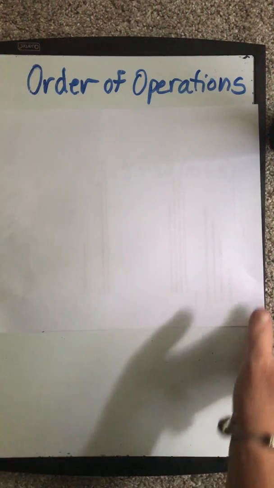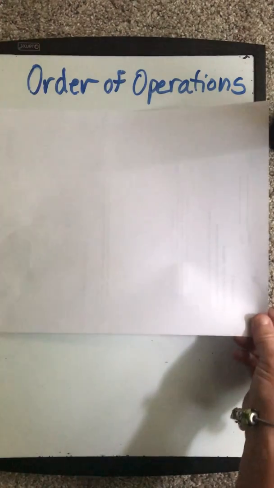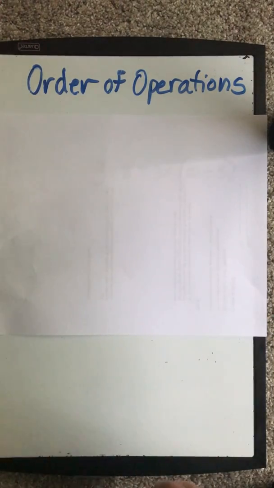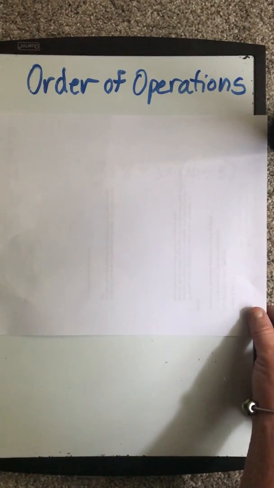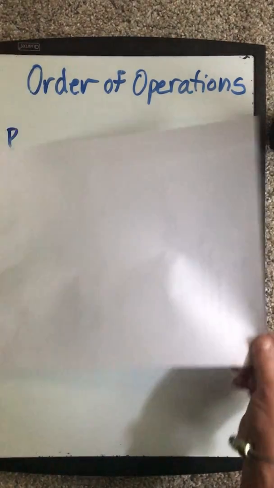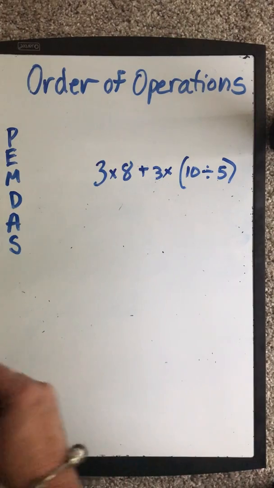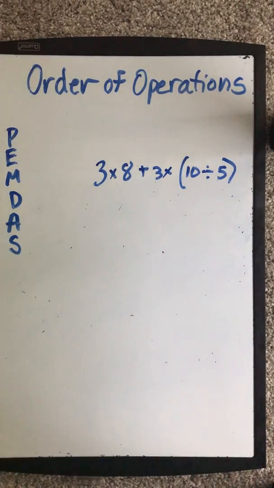Today we are going to learn about something called the order of operations. And what that means when we talk about operations is we're talking about multiplication, division, subtraction, addition, and that there is a certain order that we need to use when we have more than one of these operations in a problem. Such as this. We have 3 times 8 plus 3 times 10 divided by 5.